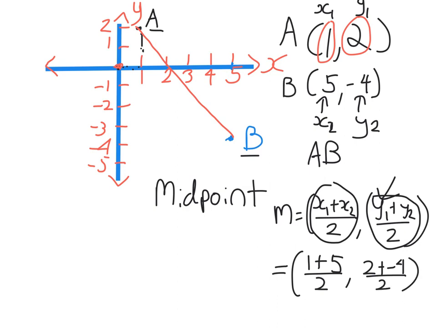You can use your calculator if you're worried about the negatives here. So the answer I get, 1 plus 5 divided by 2 gives me 3. 2 plus negative 4 divided by 2 gives me negative 1. My answer is a midpoint, so it needs to have brackets and a comma between them. So the midpoint of this line is (3, -1). So x is 3, y is negative 1. It's this point here that divides it in half.